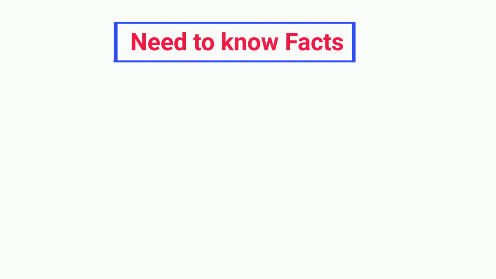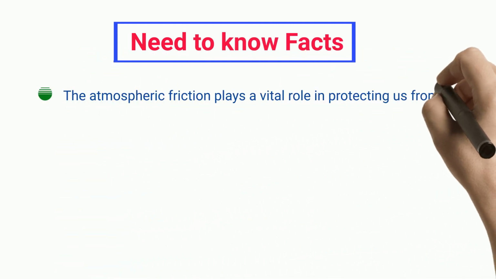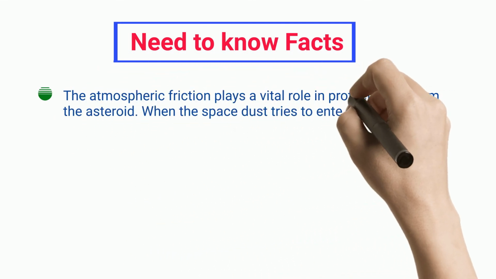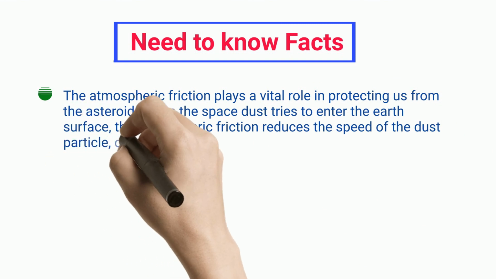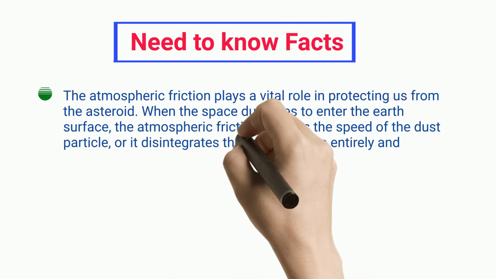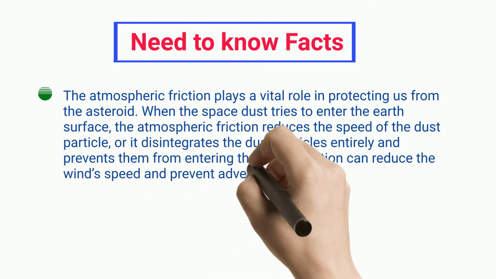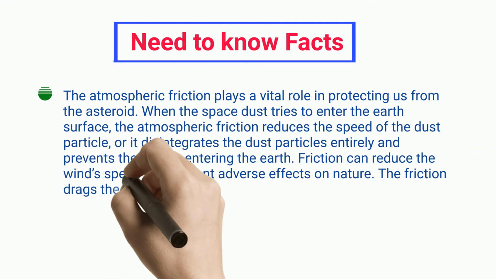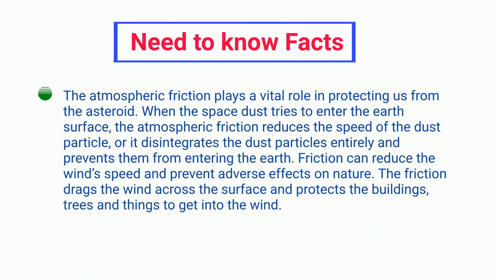Need-to-know facts. Atmospheric friction plays a vital role in protecting us from asteroids. When space dust tries to enter the Earth's atmosphere, atmospheric friction reduces the speed of the dust particles, or it disintegrates them entirely and prevents them from reaching the Earth. Friction can also reduce the wind's speed and prevent adverse effects on nature. The friction drags the wind across the surface and protects buildings, trees and other things from the wind.